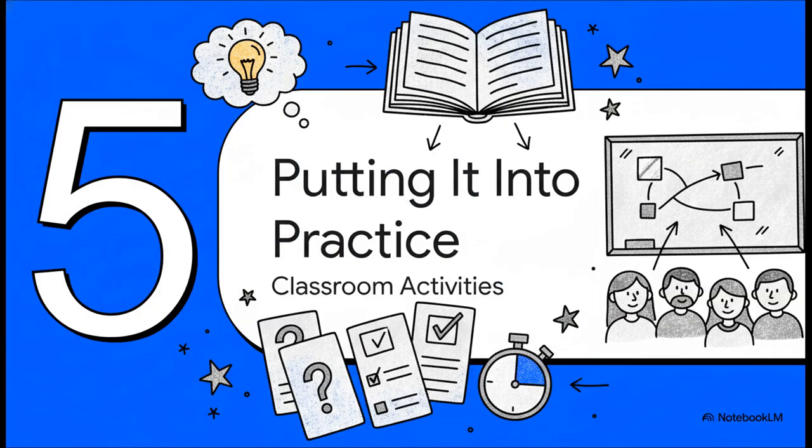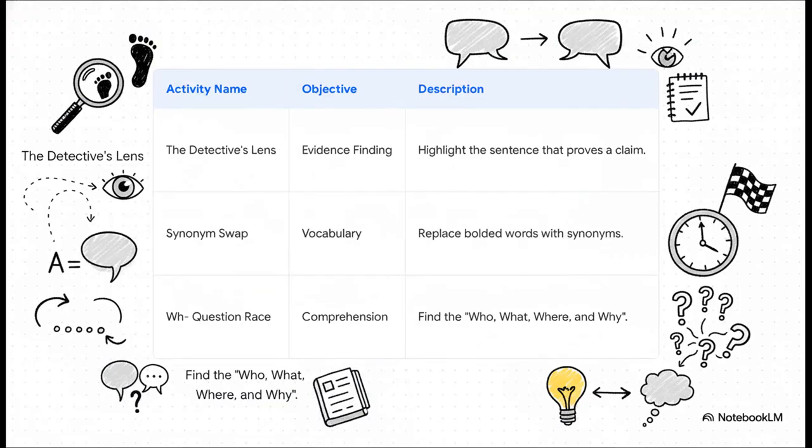Okay, let's get practical. How can you bring all of this stuff into your classroom like tomorrow? Let's talk about some engaging activities that take almost no prep at all. Here are 3 activities that are ready to go. The detective's lens is amazing for building those evidence-finding skills. Synonym swap is a really fun way to work on that contextual vocabulary pillar. And the what question race? That's a high-energy drill that's perfect for mastering the gist.